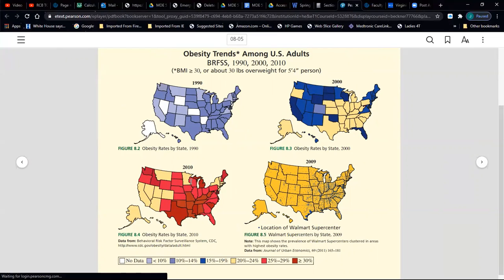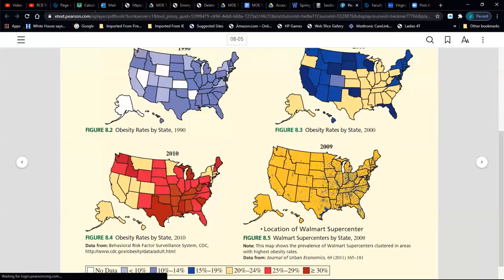Then by 2010, things are getting serious. We got a lot of these magentas and hot pinks and dark reds. So we're East Coast 25% up, West Coast a lot of the 20 to 24% ranges, but then also some of the 25 to 29.